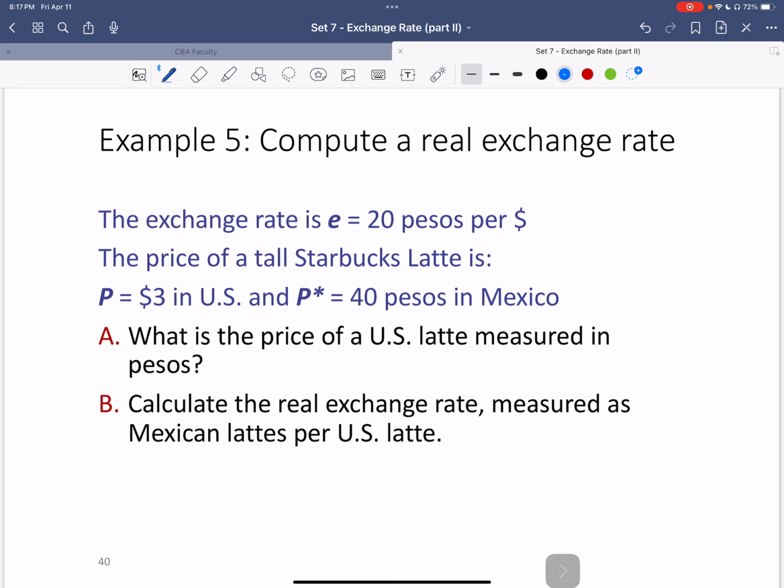Okay, I assume that you paused the video. So I'm going to go over part A and part B in the next slide. If you haven't paused, I would suggest you to pause and try to solve it by yourselves, finding the price of a US latte measured in pesos, and calculate the real exchange rate measured as Mexican lattes per US latte.